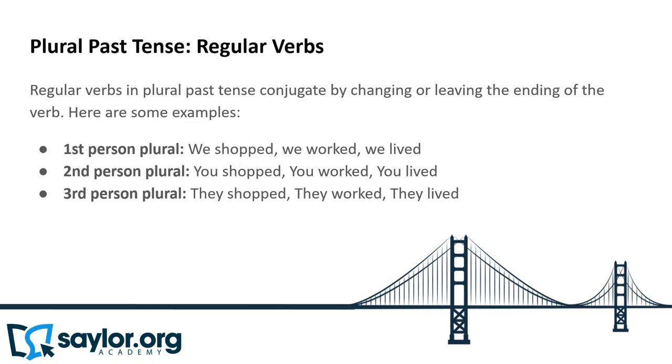Plural past tense. Regular verbs. Regular verbs in plural past tense conjugate by changing or leaving the ending of the verb. Here are some examples.